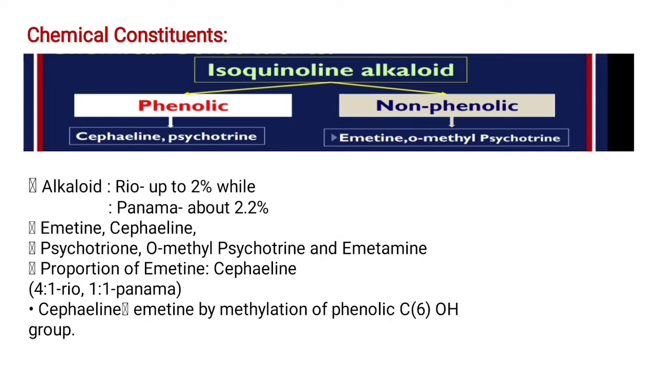Alkaloid content: Rio up to 2%, while Panama about 2.2%. The alkaloids are emetine, cephaeline, psychotrine, O-methyl psychotrine, and emetamine. The proportion of emetine to cephaeline is 4:1 in Rio and 1:1 in Panama. Emetine is formed from cephaeline by methylation of the phenolic C6 OH group.